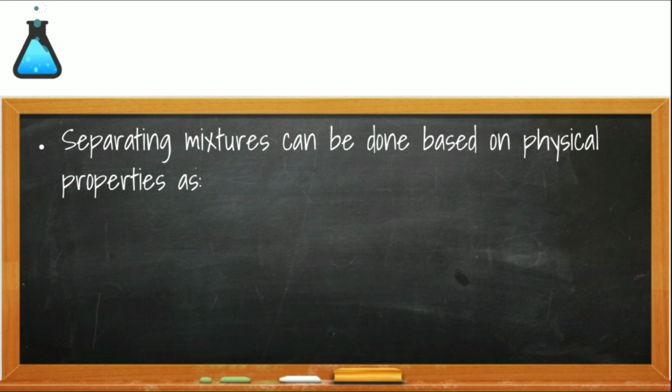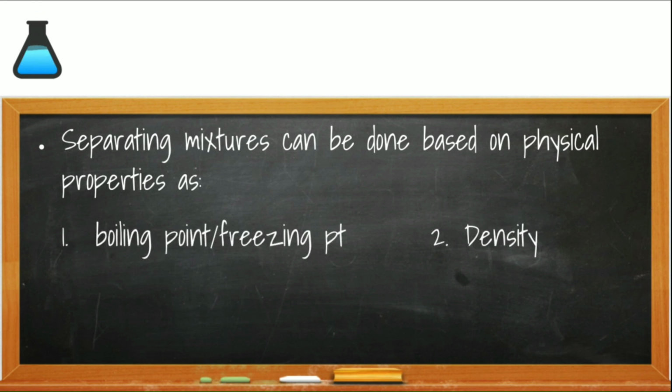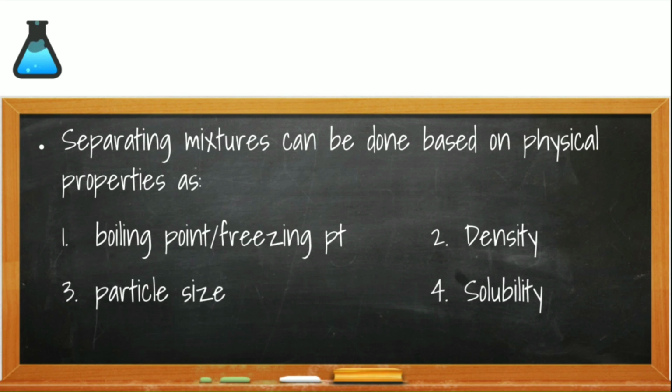Separating mixtures can be done based on physical properties. Since the components of a mixture are not bonded, each component maintains its individual properties. So we're going to look at several separation techniques. Some of them can involve boiling point and freezing point, density, particle size, solubility, and magnetism.